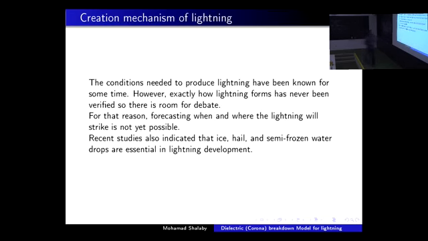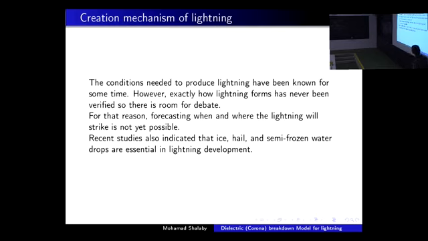So let me talk a little bit about the creation mechanism of lightning. What we know now about lightning is the conditions that are necessary for producing it, but the exact mechanism by which lightning occurs is still a matter of debate. Our model assumes that lightning can occur by a dielectric breakdown in the medium, when the electric field between the cloud and the ground gets very high.